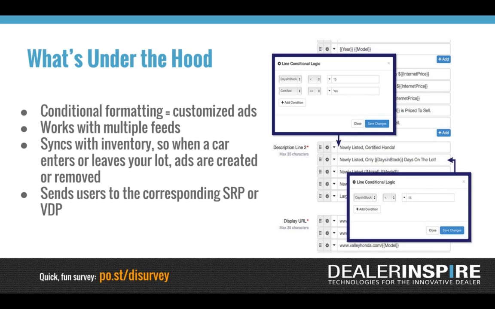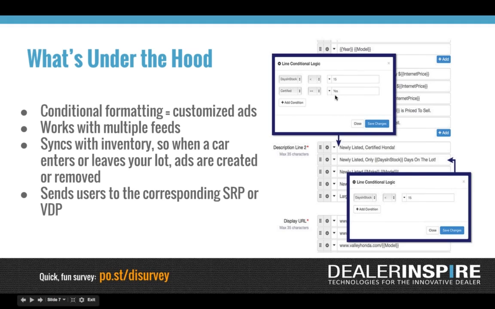So conditions are great. We can basically take a standard ad and tailor it more to that exact vehicle. So in your inventory, you may have 400 or 500 used vehicles, and this is a great way to make certain vehicles stand out. Looking at the screenshot here, you can see we're using conditions. So this line right here, newly listed certified Honda. Not all vehicles are going to qualify for that, of course. So we create a condition, and the condition is days in stock less than 15, and certified equals yes.